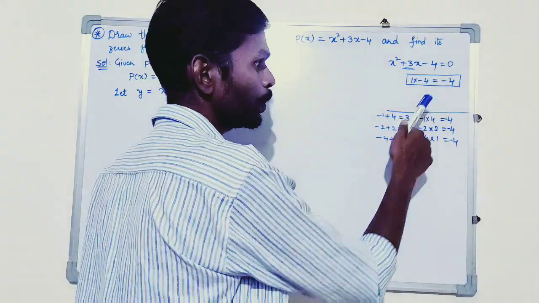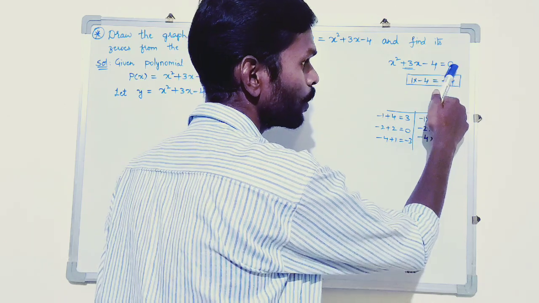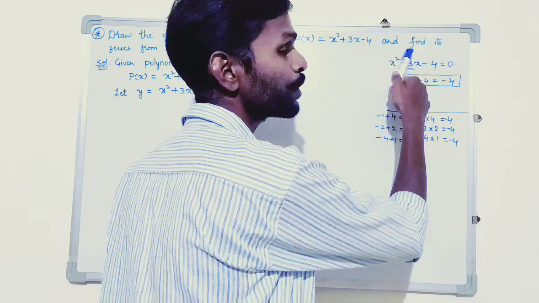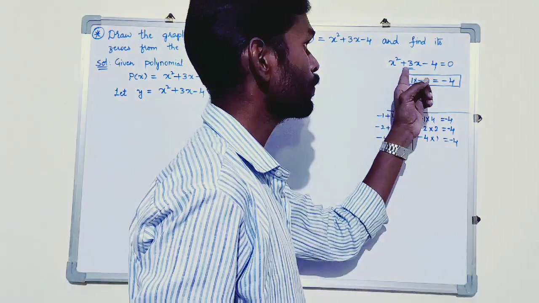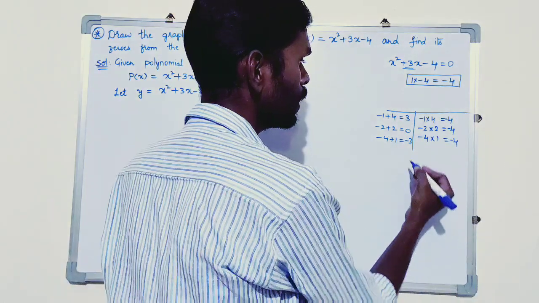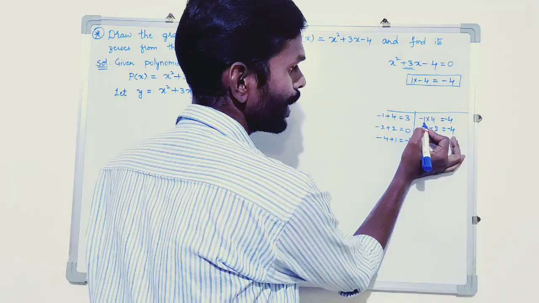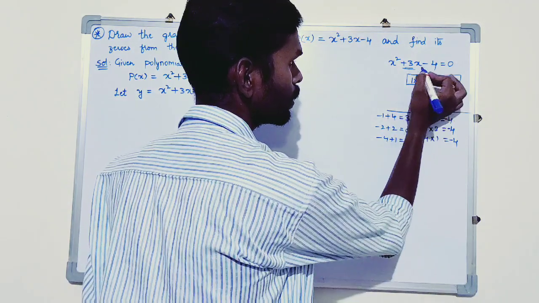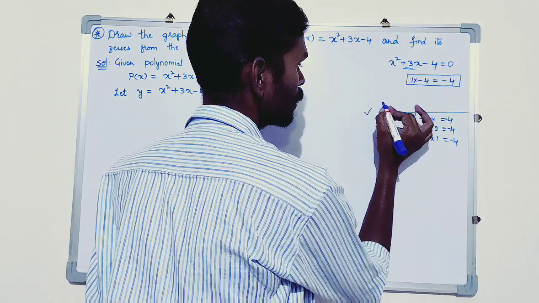Understand? You need to find the product of these factors such that the factor sum must be equal to the coefficient of x. Here the coefficient of x is plus 3. Now you have three cases here. Check for this. Here the factors are minus 1 and 4. The sum is 3. So I got 3 here.